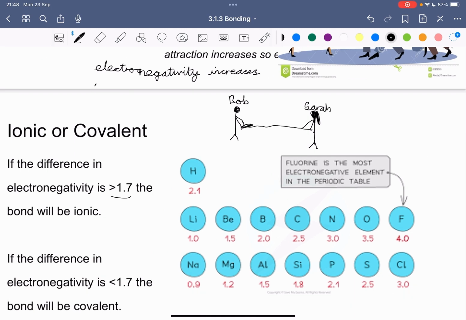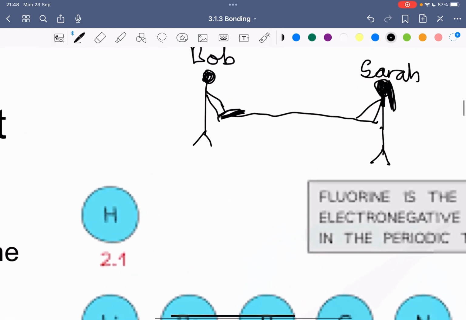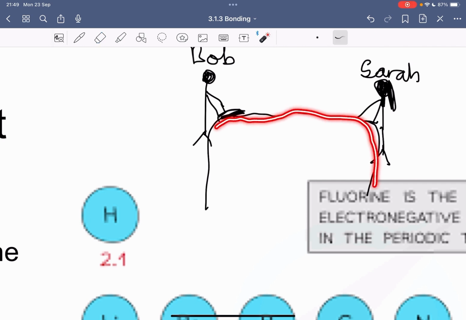Now let's pretend for a second that Bob's not a lot stronger than Sarah, okay? He's stronger, but not by a huge amount, right? What would happen? Well, let me extend this rope to make it simpler. So right now they both have an equal amount of rope, right? However, what would happen is that Bob would pull it, so then it goes that way more, right? But Sarah still has a hold on it, right? So it's something like this.